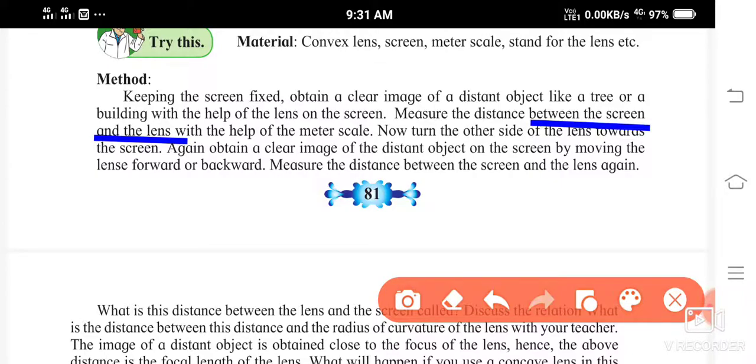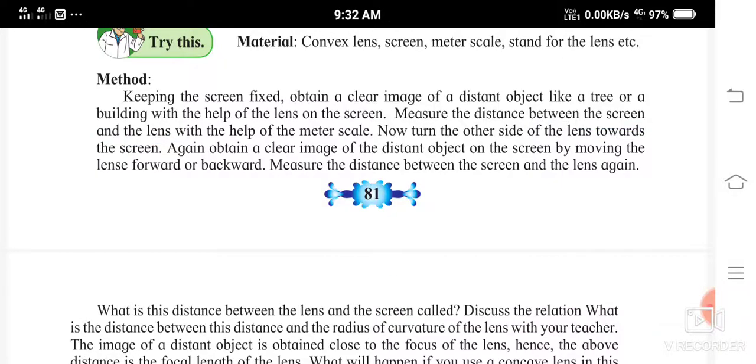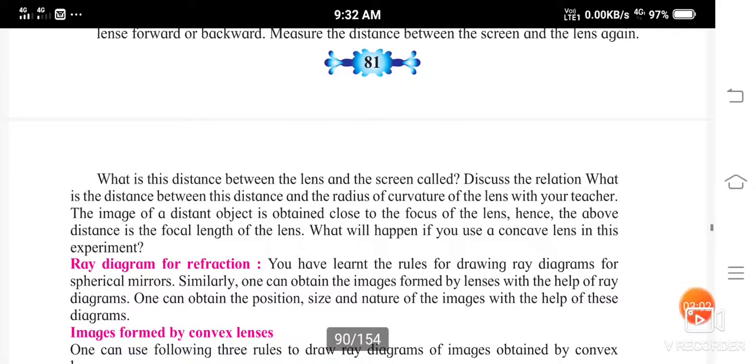So first you keep the screen fixed, then with the help of the lens you obtain a clear image of a distant object like a tree or a building. Then you measure the distance between the screen and the lens. After that, you turn the other side of the lens towards the screen. Then again you obtain a clear image of the distant object on the screen by moving the lens forward or backward. Then you measure the distance.